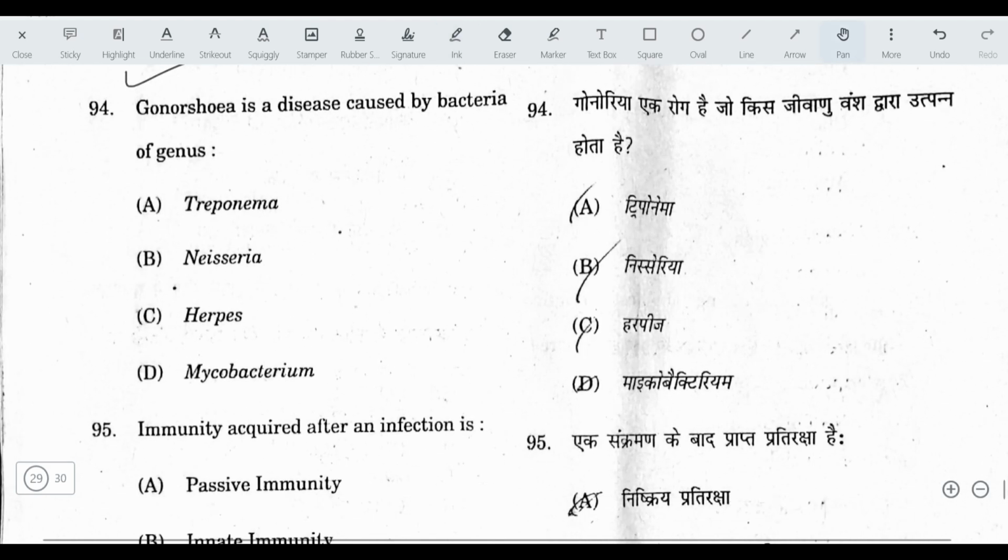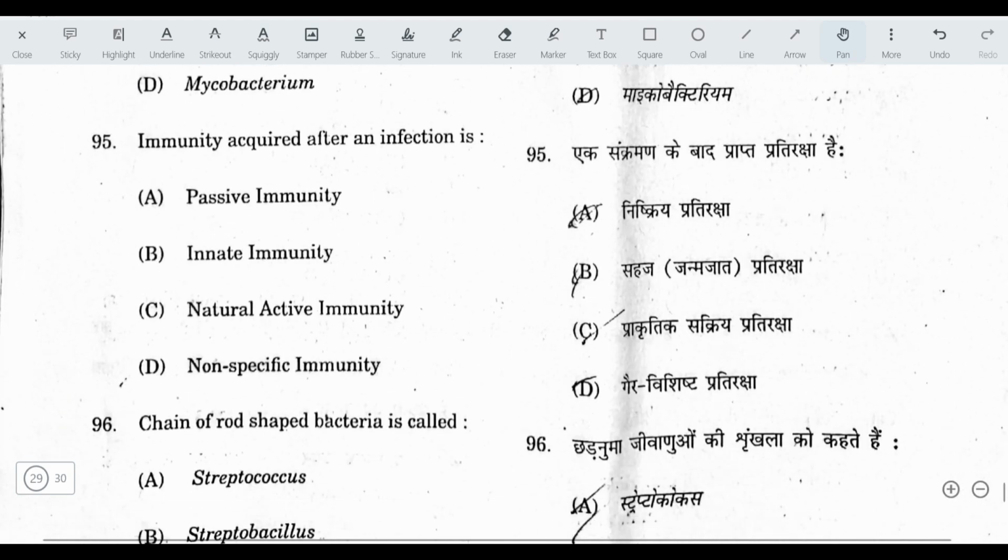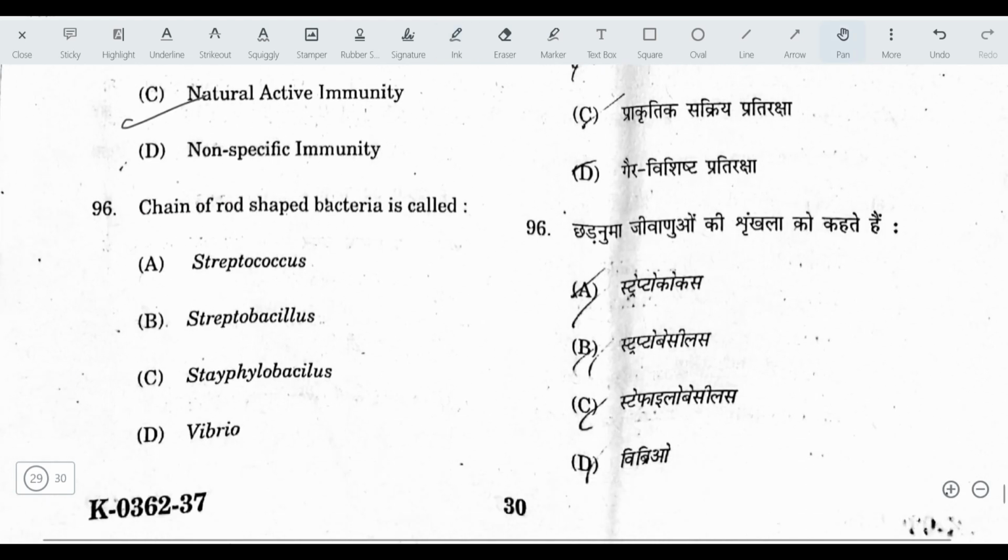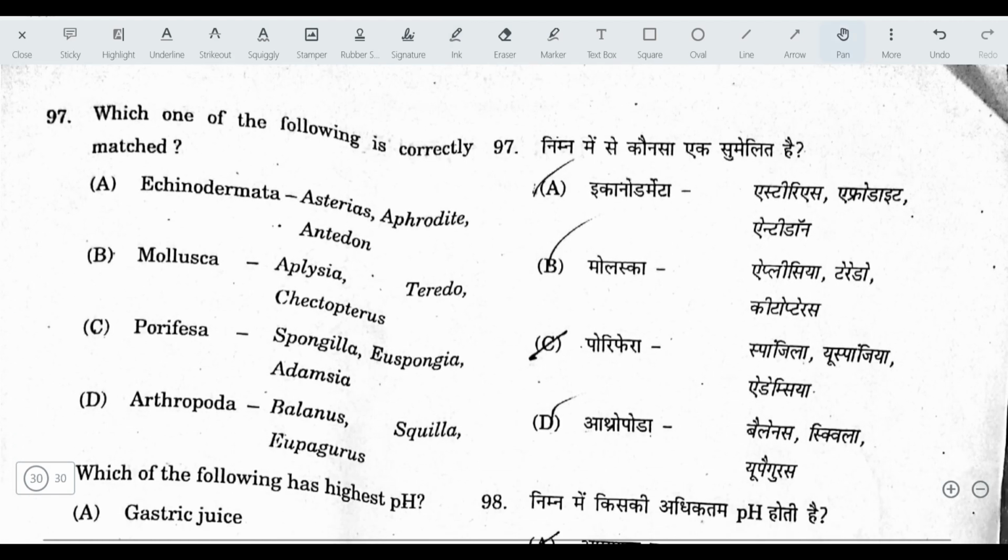Next question: gonorrhea is a disease caused by bacteria of genus. The answer here is Neisseria gonorrhoeae. Next question: immunity acquired after an infection is. The answer here is natural active immunity. Next question: a chain of rod-shaped bacteria is called. The answer here is Streptobacillus.